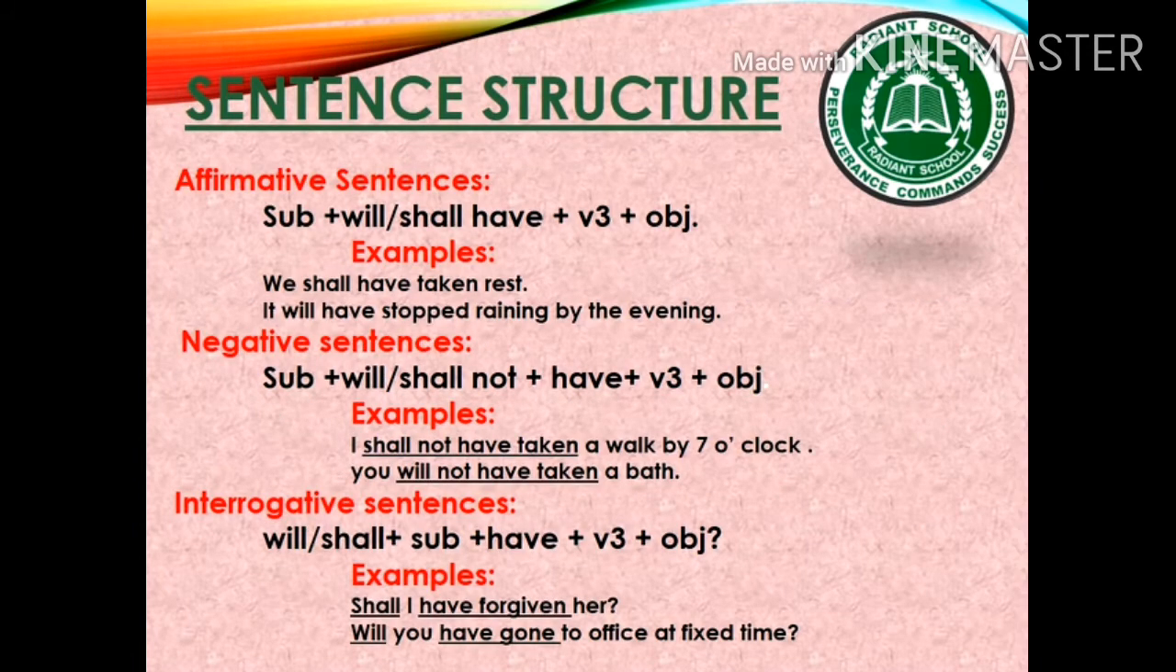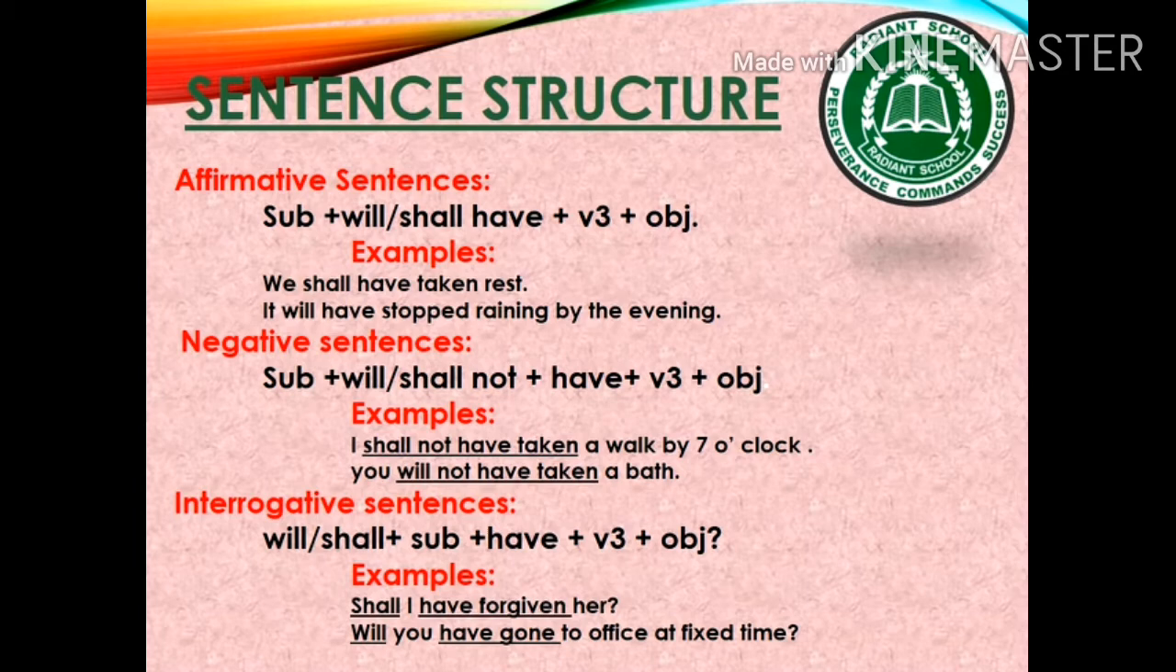Now let's make a start with the sentence structure of future perfect tense. In affirmative sentences, we have to write will have or shall have with the third form of verb. For example, we shall have taken rest. It will have stopped raining by the evening.